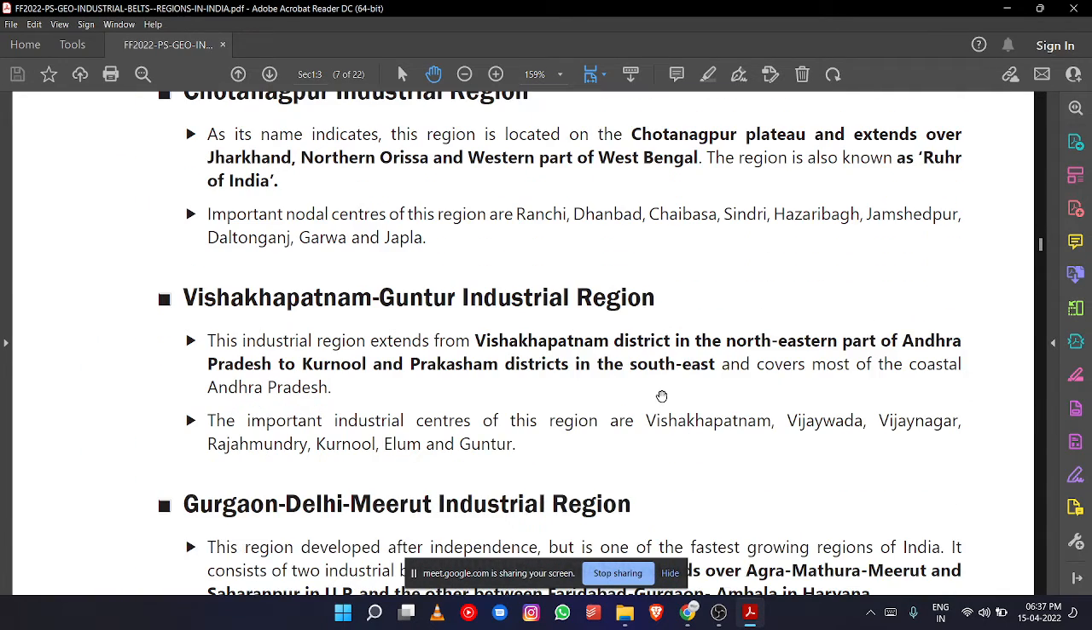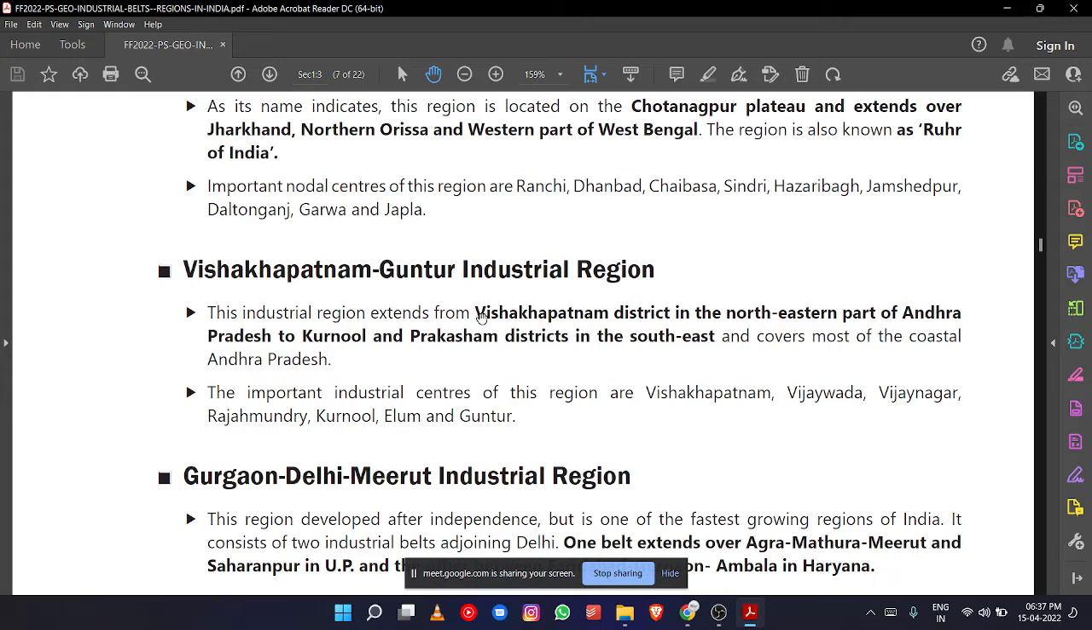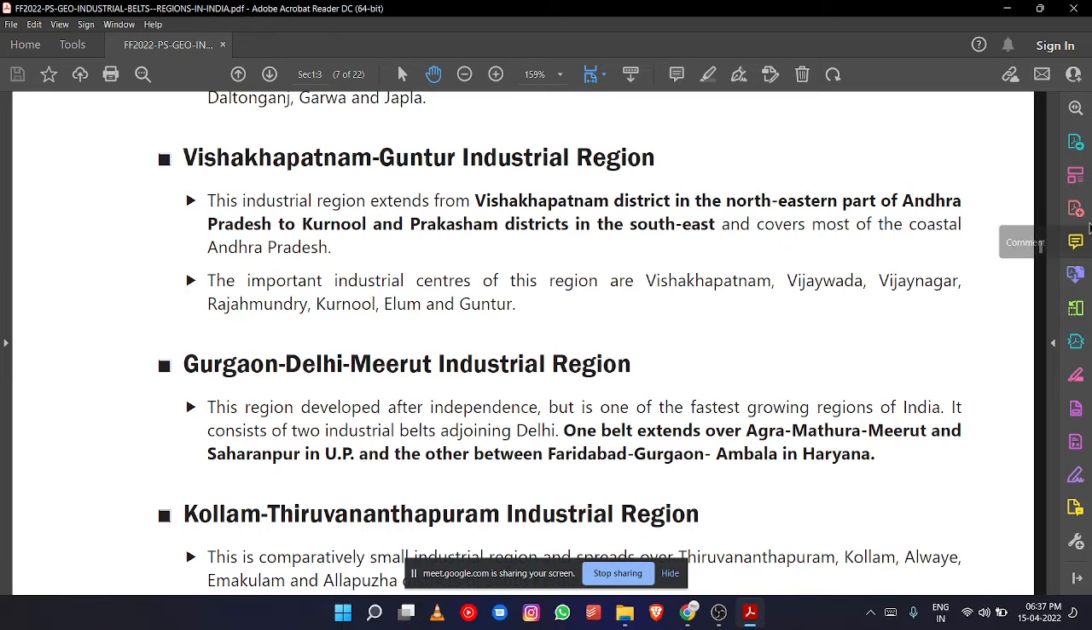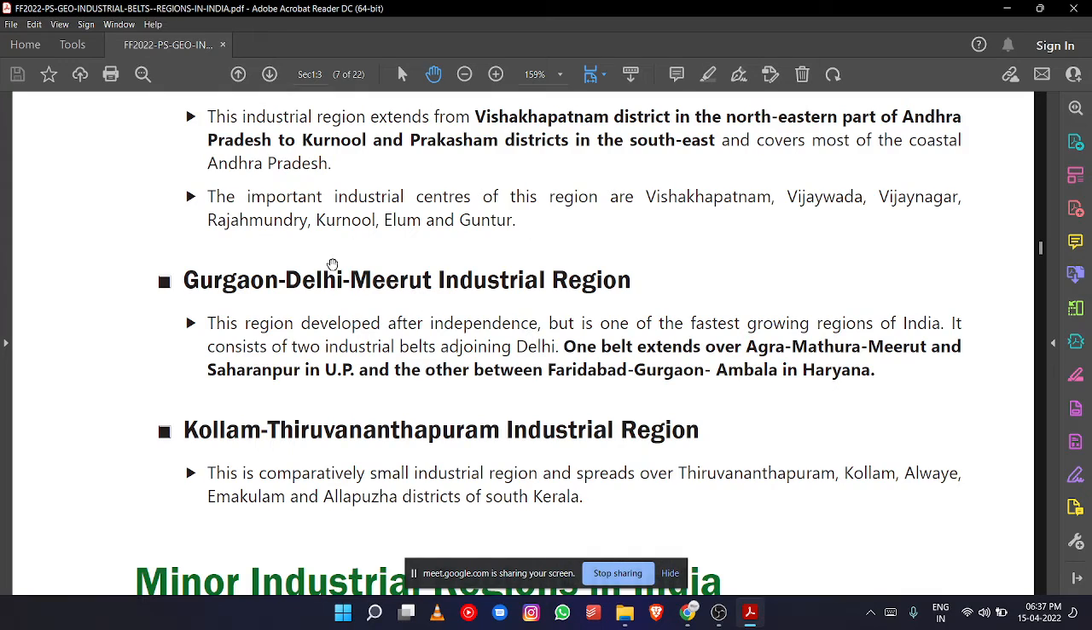The Visakhapatnam-Guntur industrial region extends from Visakhapatnam district in the northeastern part of Andhra Pradesh to Kurnool and Prakasam districts in the southeastern part. It covers most of coastal Andhra Pradesh. It includes areas like Visakhapatnam, Vijayawada, Vijayanagaram, Rajahmundry, Kurnool, Eluru and Guntur.